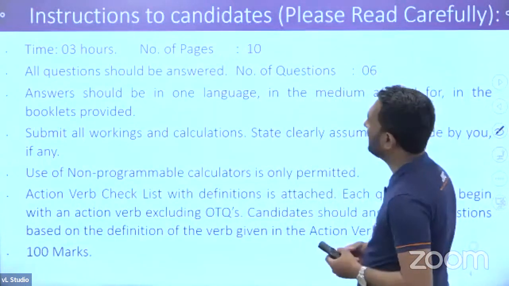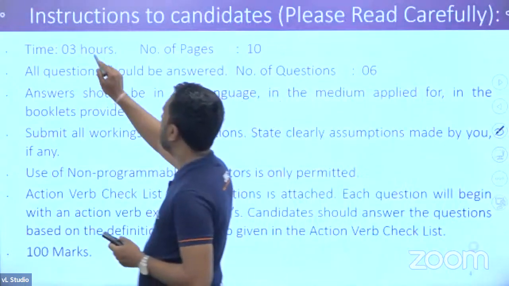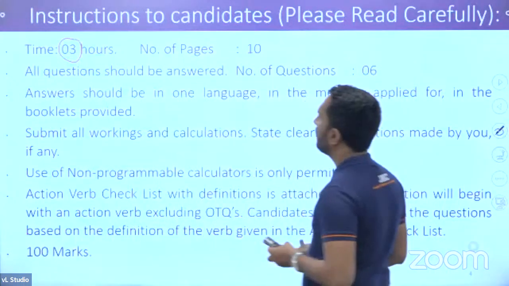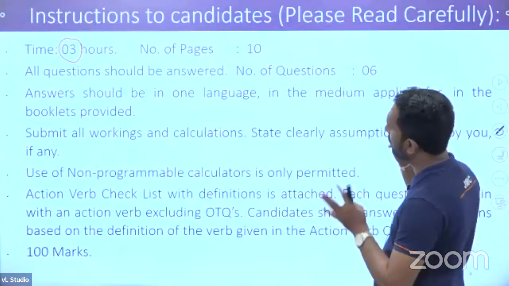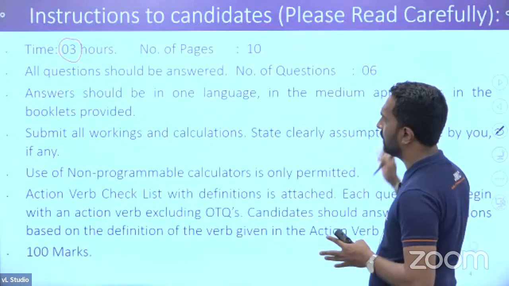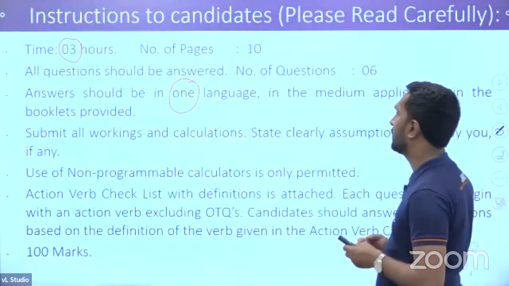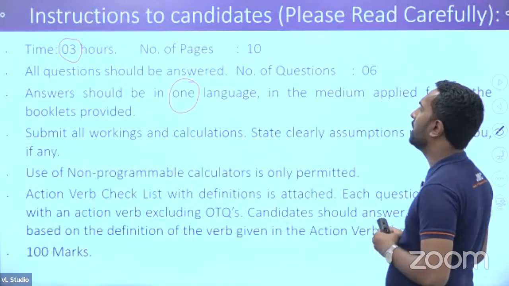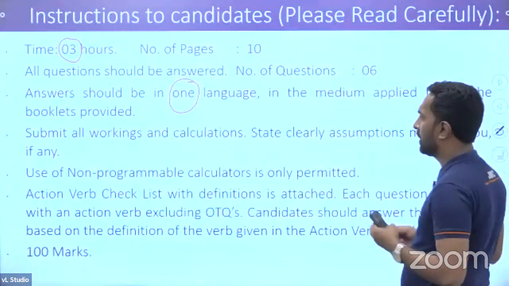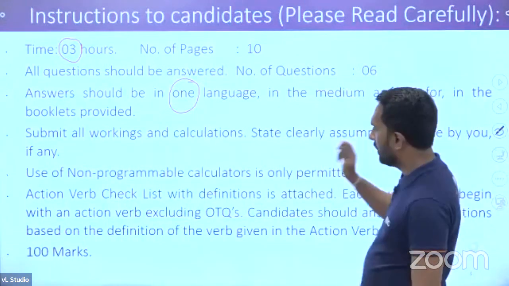Okay, so basically in the exam, you have 3 hours, right? Number of pages we skip. All the questions you should answer. There are 6 questions altogether. Answer should be in one language, right? Answer should be in one language in the booklet provided. You need to submit all the workings and calculations. And this one is important.